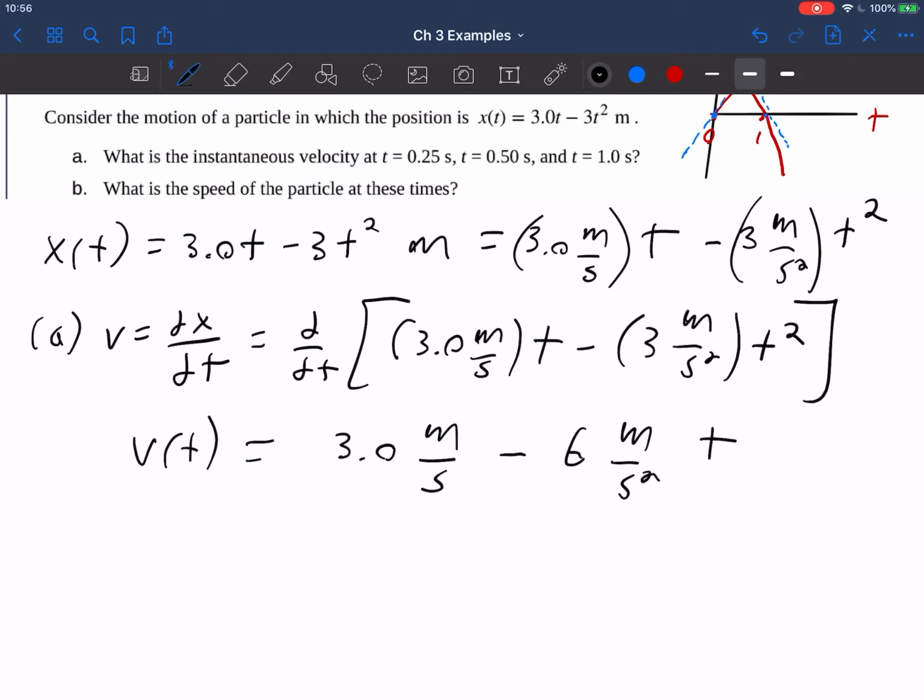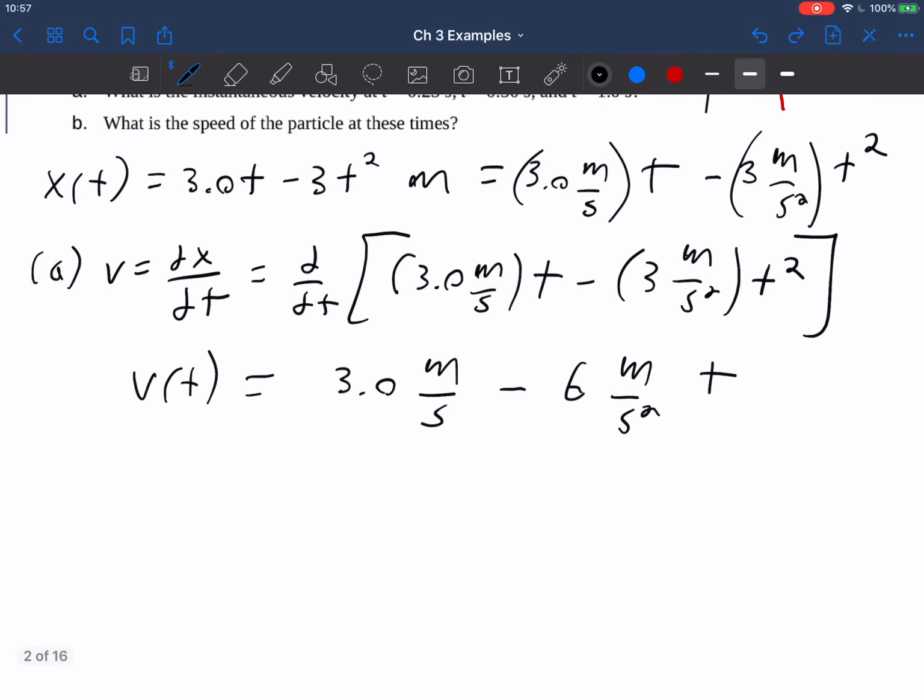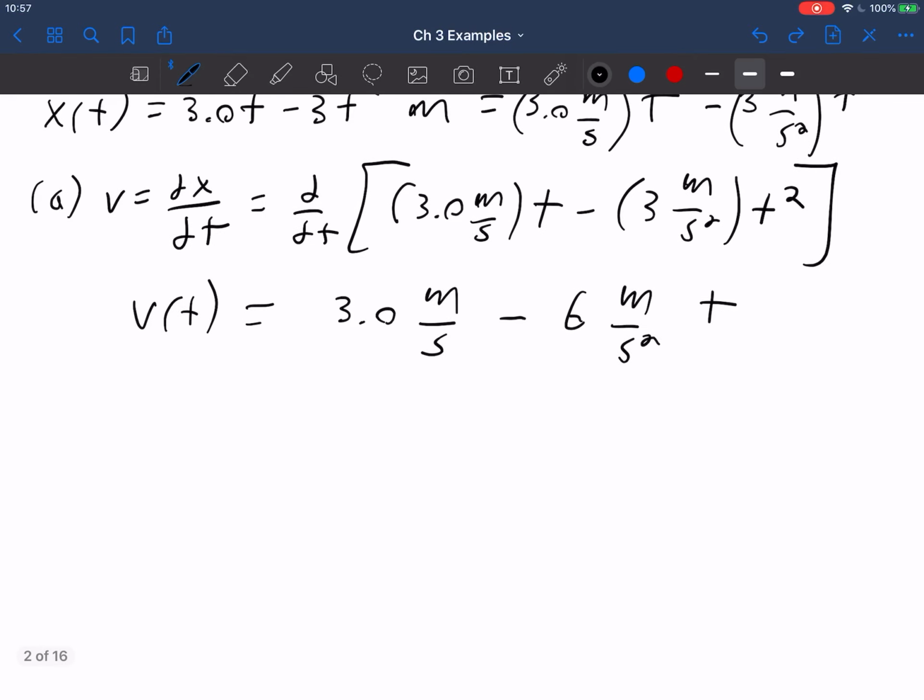I can plug in time equals 0 and immediately see the velocity at that moment is exactly 3.0. I can plug in any later time and see that the velocity is going to be going down, down, down, go to 0, and then become negative, right? Because this term here is definitely just going to make this velocity smaller and smaller and more negative as time goes on. Okay, so now that we have this, we can just plug in any time and figure out the corresponding velocity at that moment in time.